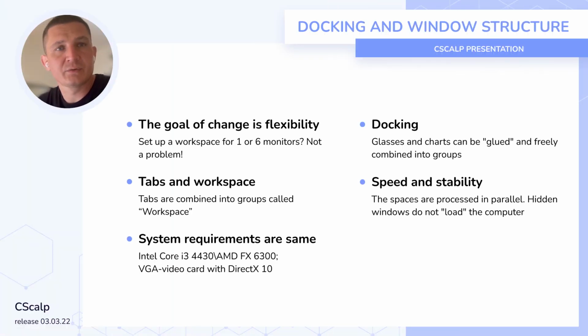Docking and workspace structure change is the most important change that happened to CScalp in this release. I want to say that the system requirements have not changed. CScalp is still resource efficient thanks to the developers. And we can also say that it works on 99% of the computers that traders use. However, in order to deal with docking, changes in tabs, to understand why workspaces are needed and how they affect speed and stability, you need to look at the scheme.